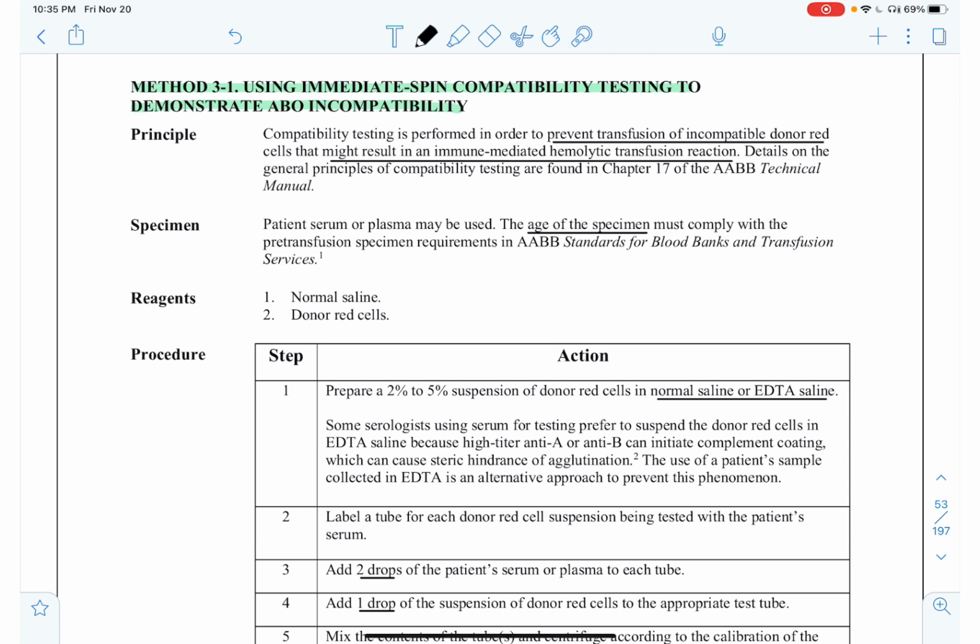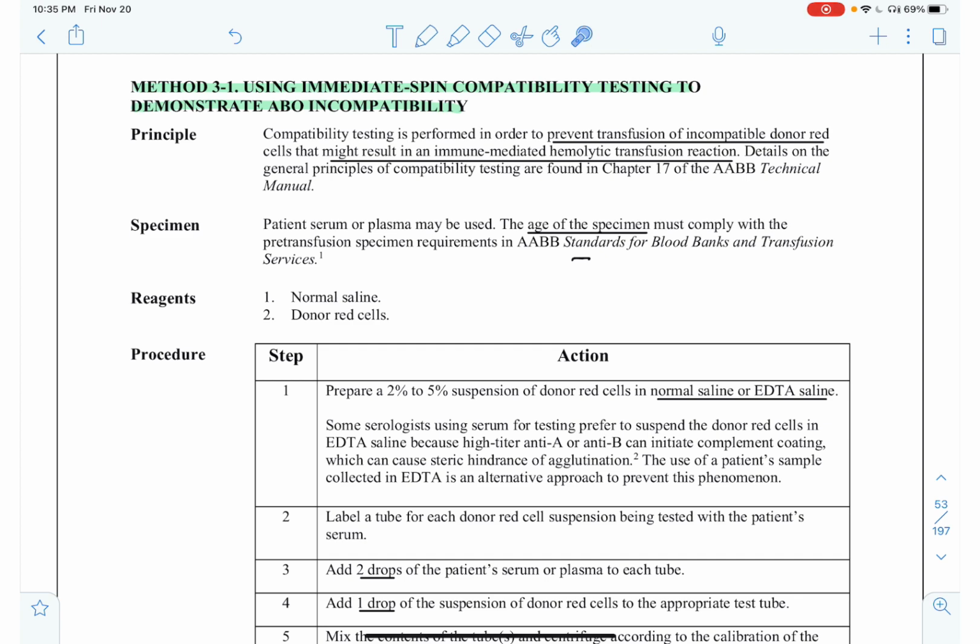Method 3-1, using immediate spin compatibility testing to demonstrate ABO incompatibility. The principle states compatibility testing is performed in order to prevent transfusion of incompatible donor red cells that might result in an immune-mediated hemolytic transfusion reaction. Details in the general principles of compatibility testing are found in Chapter 17 of the Tech Manual. The age of the specimen must comply with the requirements per our standards.